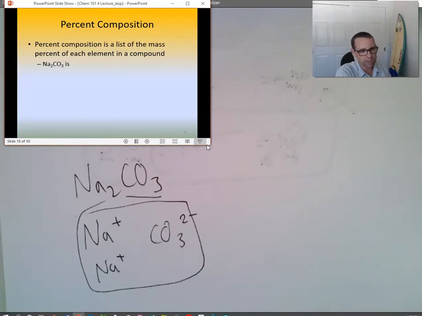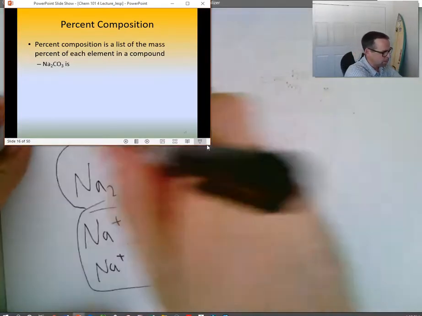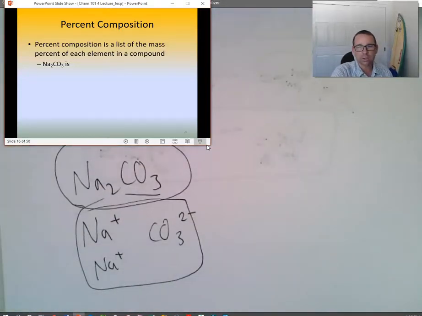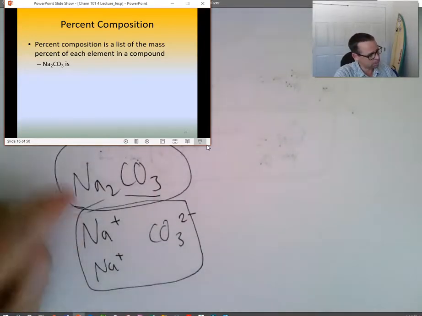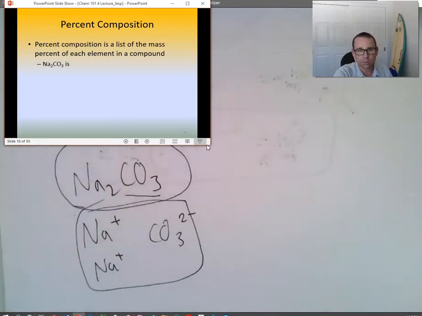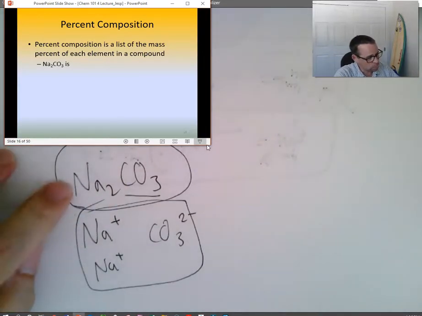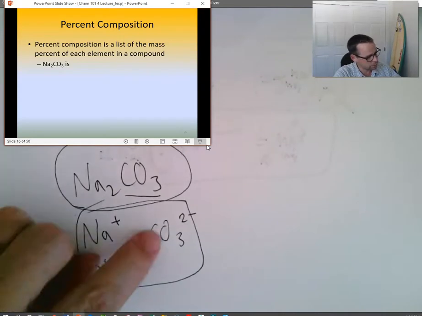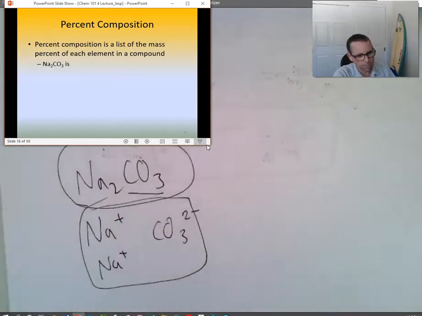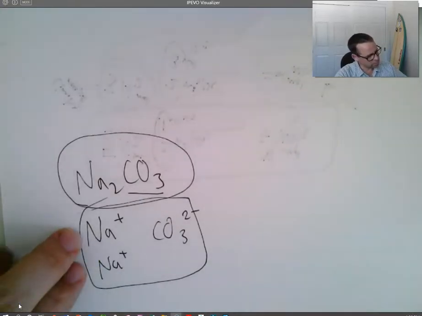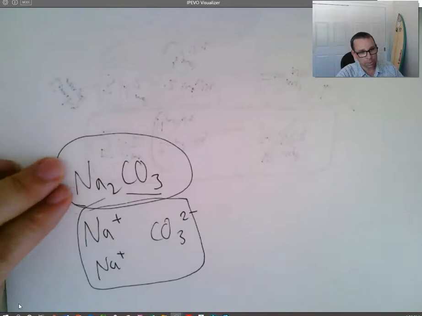We also know, for example, that in 1 mole of sodium carbonate, we can say there's 2 moles of sodium. In 1 mole of sodium carbonate, I can say there's 3 moles of oxygen. In 1 mole of sodium carbonate, I can say there's 1 mole of carbon, right? In 1 mole of sodium carbonate, I can say there's 3 moles of ions. So the 3 moles of ions for every mole of sodium carbonate.